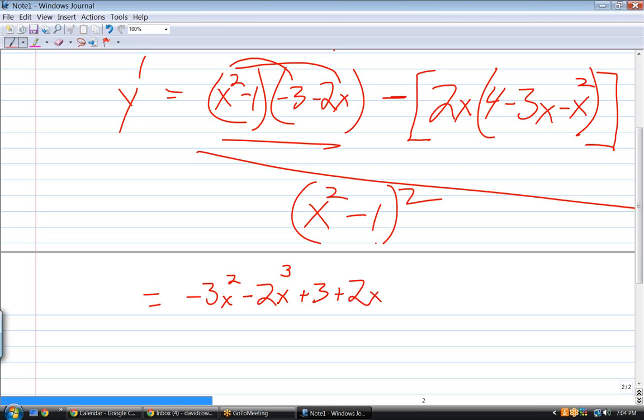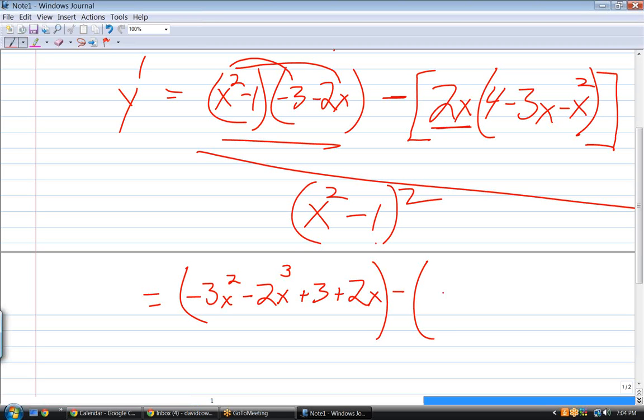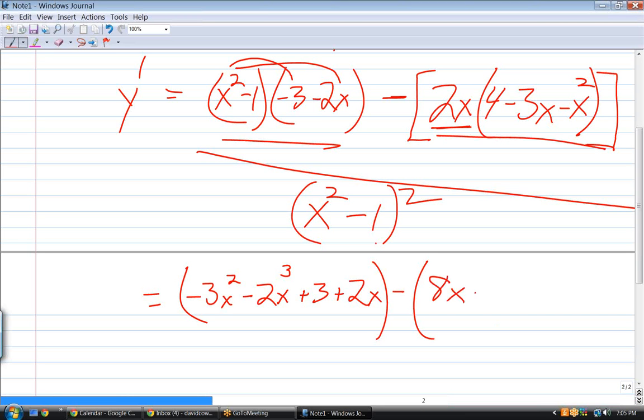I like to do it that way because I'm not going to make a mistake. And distribute the 2x. What I've done is replace my bracket with a parentheses. So what is 2x times that? 8x minus 6x squared minus 2x cubed.